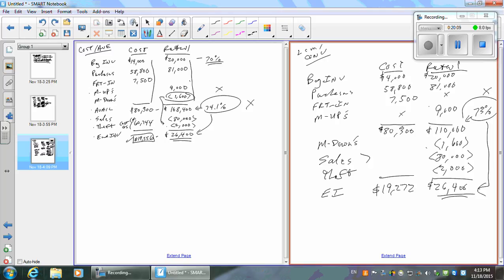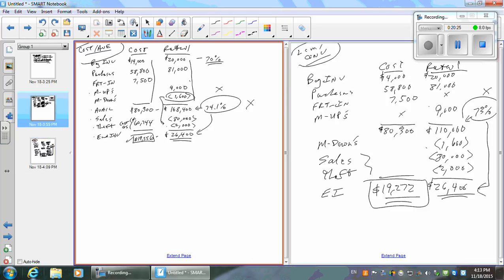And then what's that going to be for sales plus theft? Difference between 80,300 and 19,272, isn't it? So now we've estimated this inventory with the lower of cost or market, right? We're doing lower of cost or market here. We did average cost over here. Okay? So what's the difference between 80,300 that's available at cost and 19,272 that you put in your ending inventory?